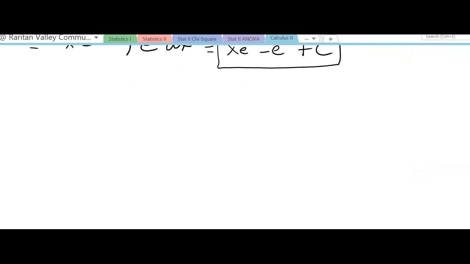Next one I want to do, let's throw a cosine problem in there, or a trig function. So let's do the integral of x cosine x dx. Up to this point, you could not integrate that. If you try u sub, nothing's going to work. It's not going to work.